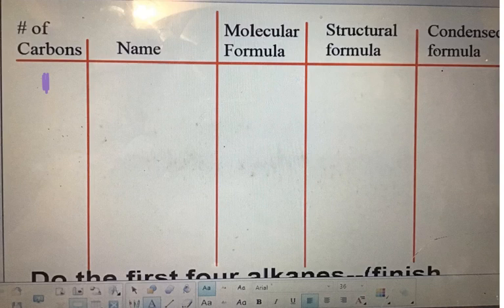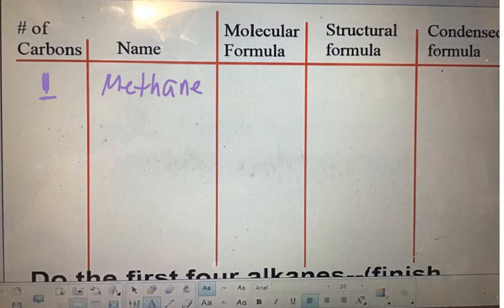The prefix for 1 carbon in terms of alkanes will be meth, if you look on table P, right? Now, what do I put at the end if it's an alkane? I put the suffix A-N-E. That's methane. Now, what's the molecular formula?